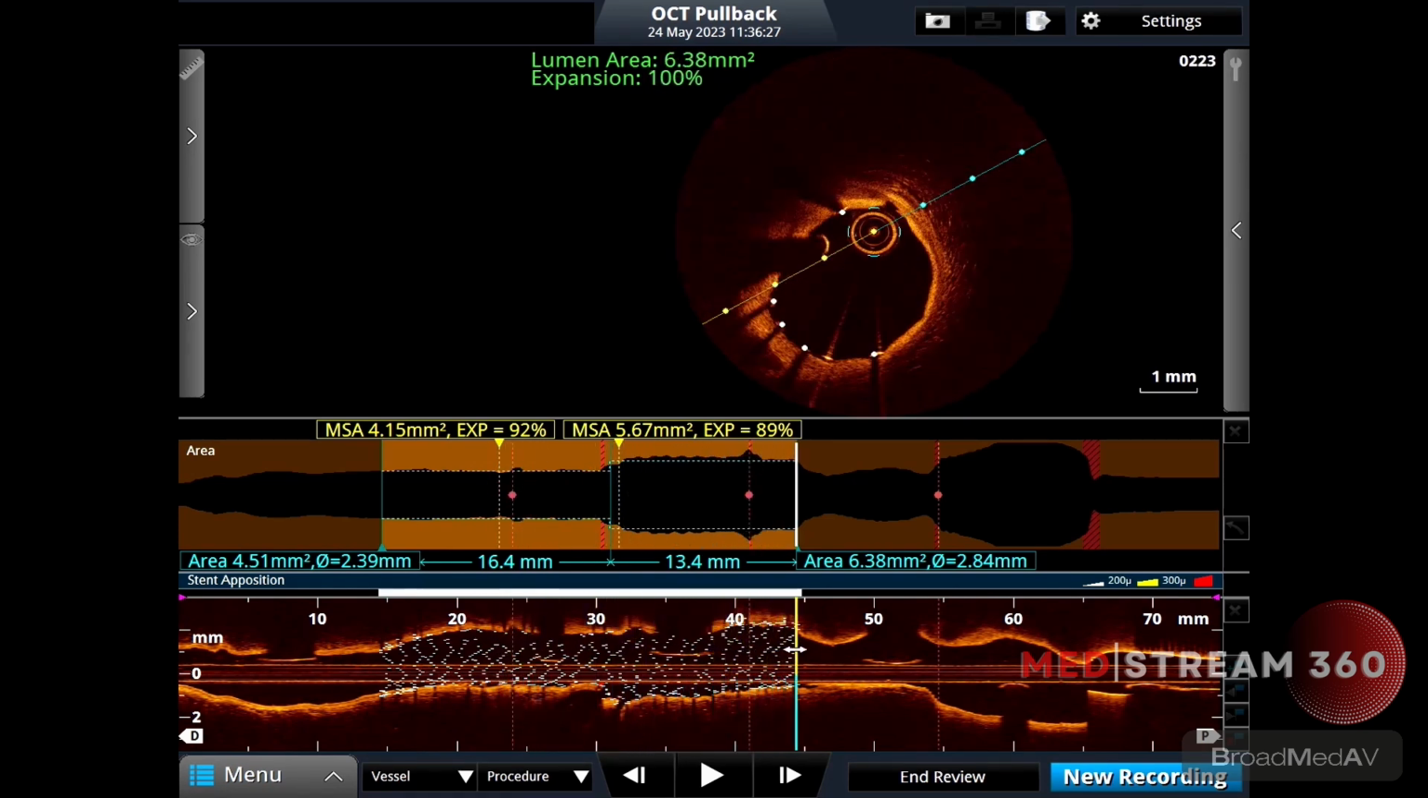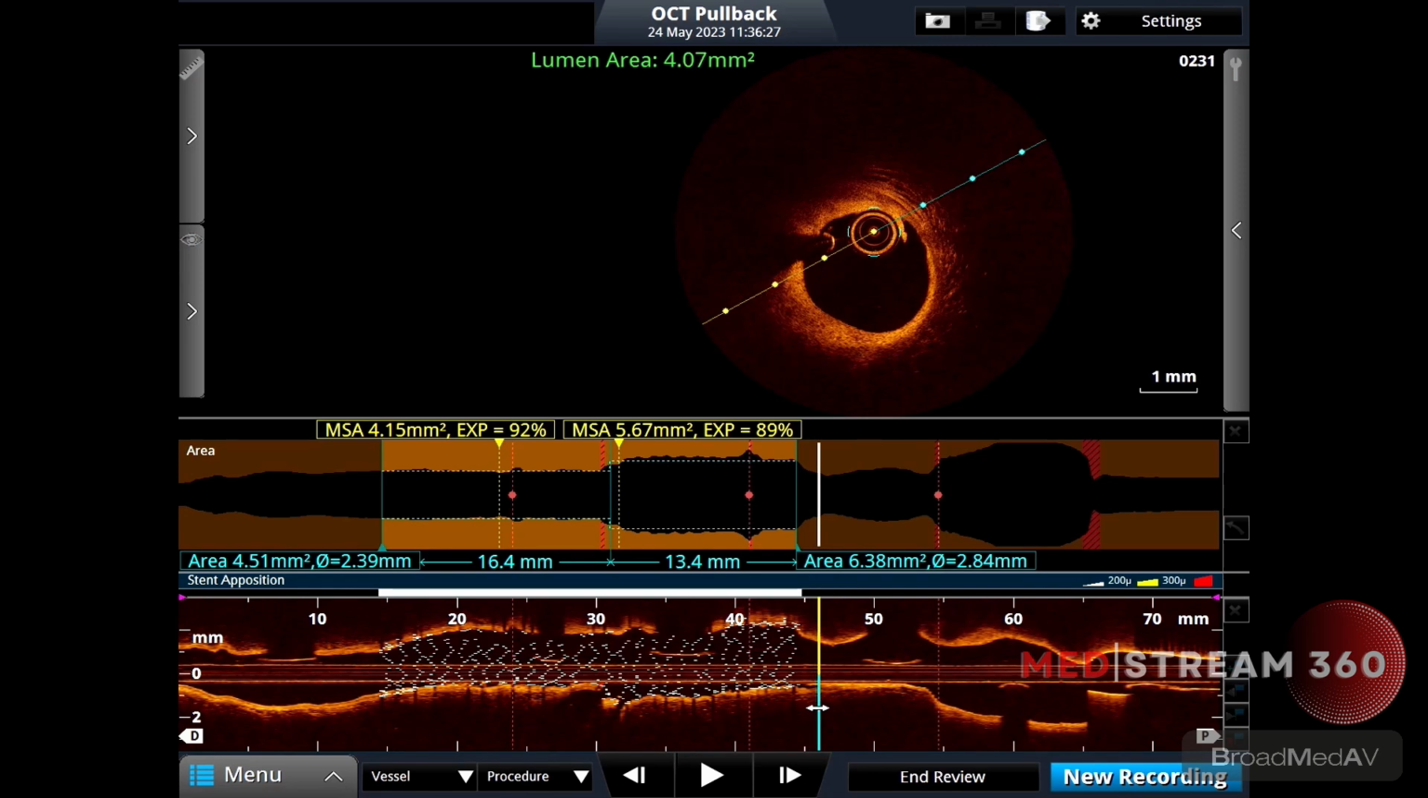And this is the proximal edge. Beyond the proximal edge, I'm moving. There is a small edge dissection we can see at 12 o'clock, but it's a minor edge dissection, which is not extending into the media, neither does it cover more than one quadrant, and it's not going beyond 5 millimeter. Hence I think we need not address anything at the proximal edge.